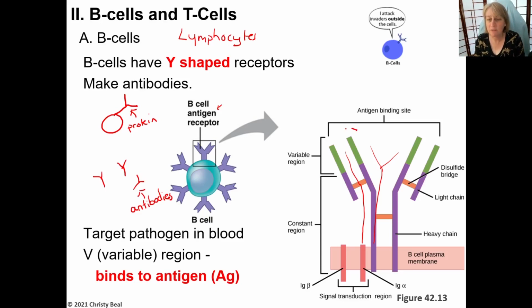They have this variable region here, and there's another variable region here, or the tips of the Ys in these pictures. These are randomly generated protein shapes. They do this by generating random sequences of mRNA in one small piece, generating random proteins. This way they can come up with a lot of possible solutions for binding with anything that might pop into your blood.